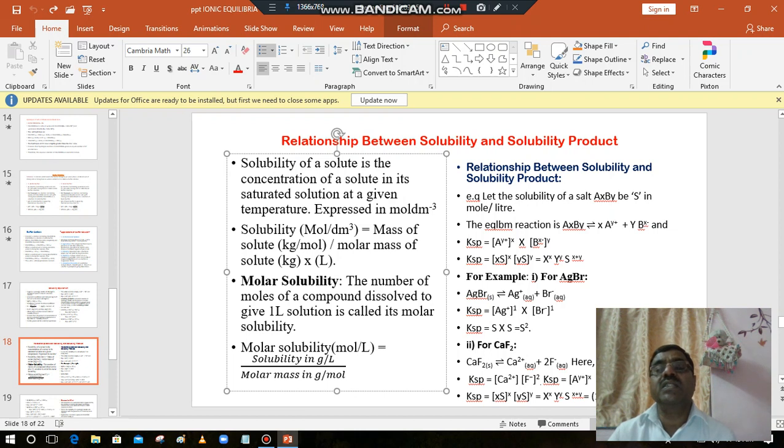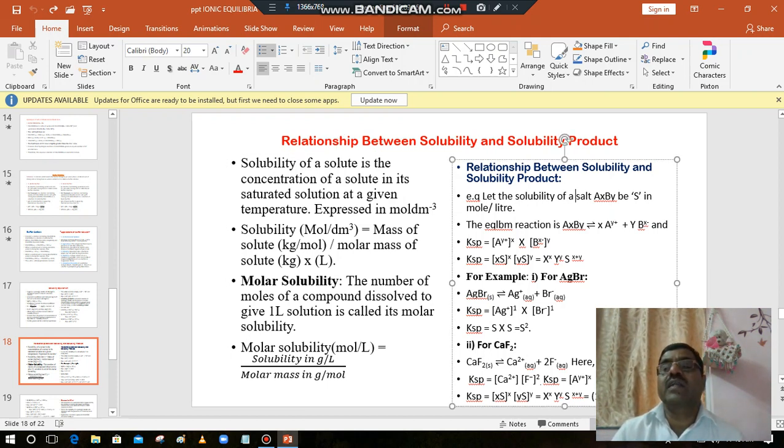Then what is the relationship between solubility and solubility product? For that we have to consider the solubility of a salt like AxBy, and solubility is S in mole per dm cube. Let the solubility of a salt be S in mole per liter.